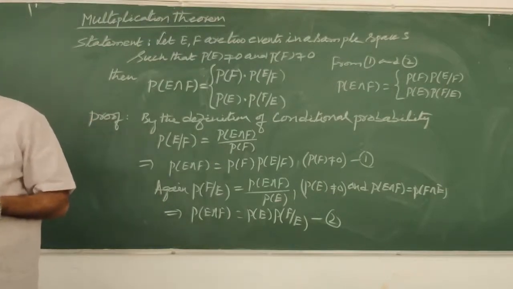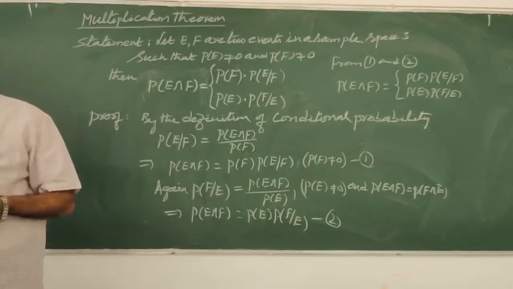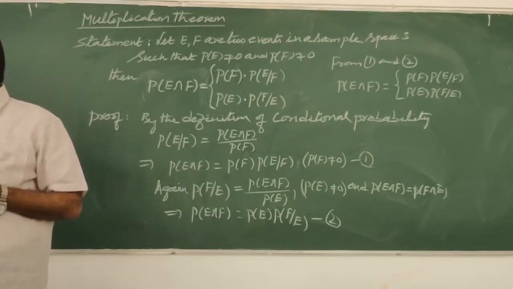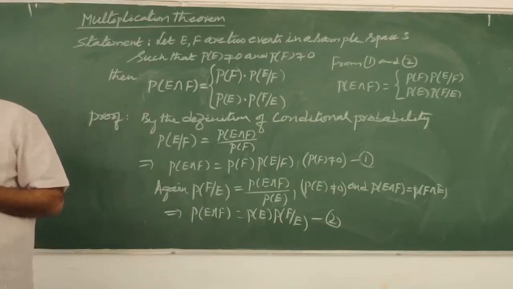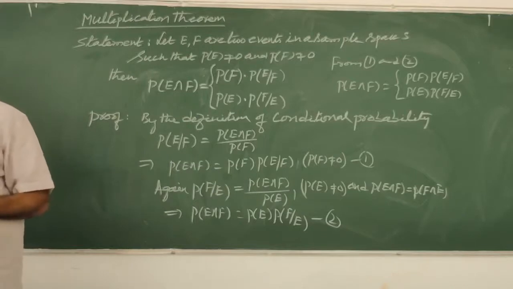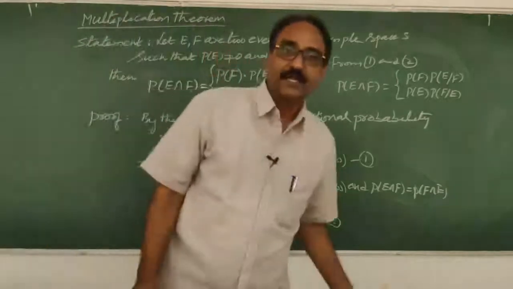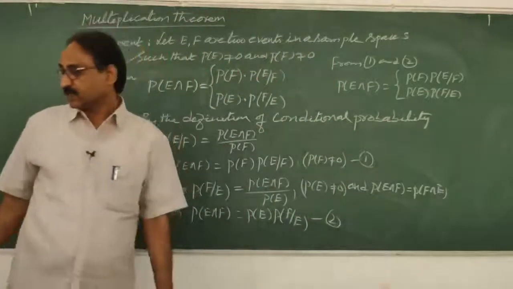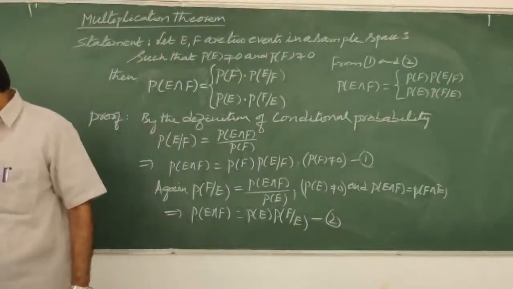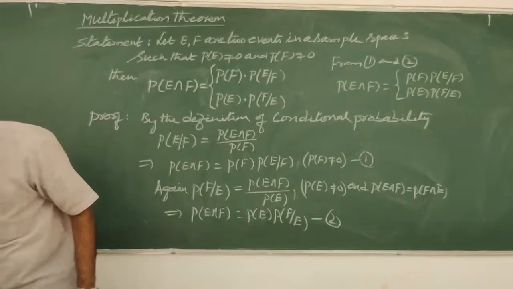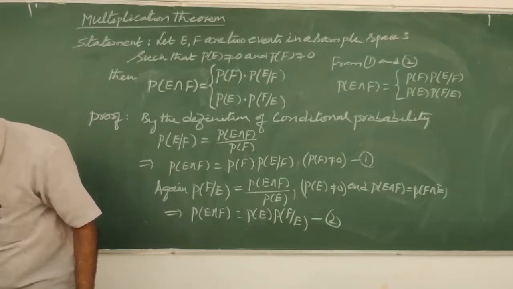Now let us move to the multiplication theorem in the case when they are independent events. Afterwards it will come. First let us see the multiplication theorem. Please note down this. We will go to the next point, the extension of this. My dear students, I think you understood? Yes, correct. Now let us move to the next step.